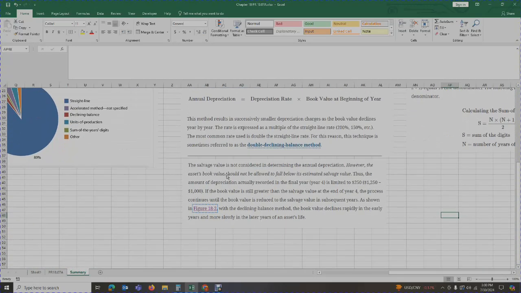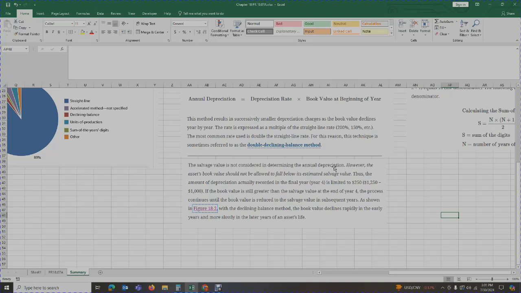Now, something very important to note when we are dealing with the double declining. There might be situations where we are required to depreciate the asset for a longer term than anticipated, okay? So let's read this section in your book. It says the salvage value is not considered in determining the annual depreciation. So we don't take into account the salvage value. However, the asset's book value should not be allowed to fall below its estimated salvage value. So that last and final year when we calculate depreciation, we need to make sure that we always keep that salvage value as the ending balance.